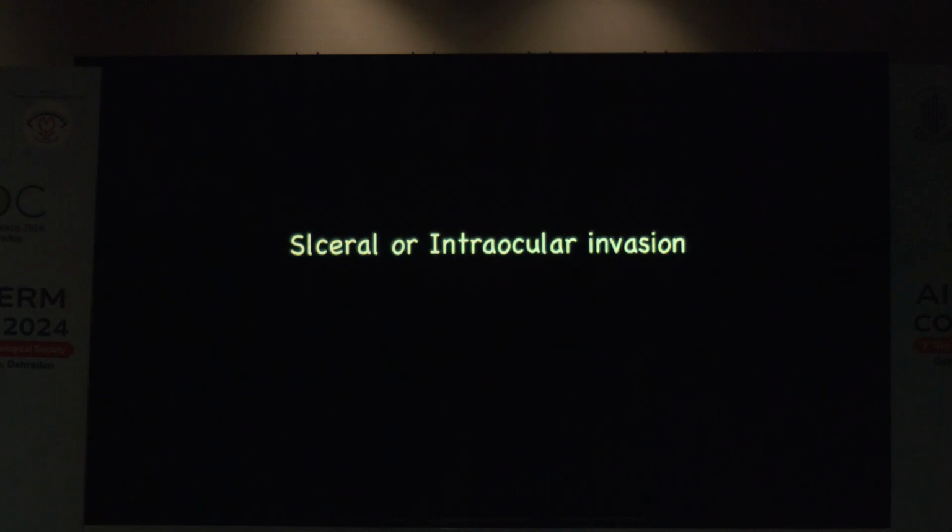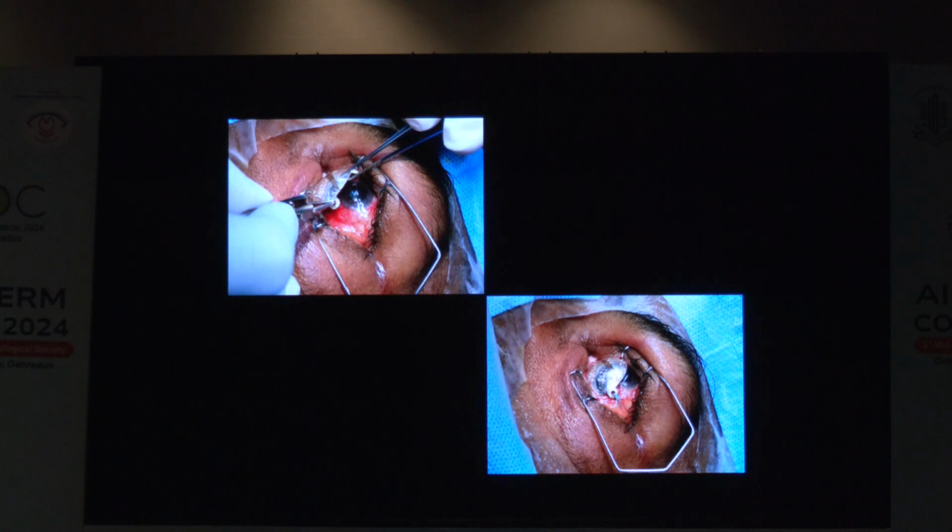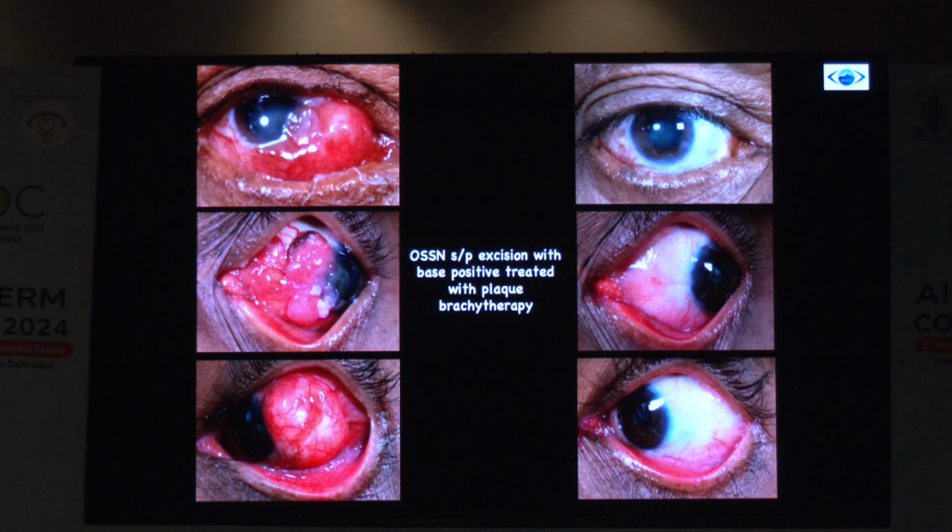If there is a scleral or intraocular invasion, what would we do? If it is scleral or just a superficial invasion, we can plan for plaque brachytherapy. These are a few cases which had scleral positivity, the base positivity of the excised lesion, which were subjected to plaque brachytherapy later. And these patients are tumor free after 1 year of follow-up.